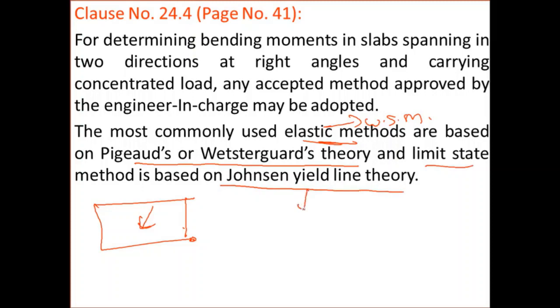Now whatever coefficients are given in IS 456 are based on Johansen's yield line theory, because it is mostly related to the limit state method. If you are using the working stress method, then you have to consider which method, Pigeaud's or Westergaard's theory. So remember that in the limit state method, bending moment coefficients are given based on Johansen's yield line theory.